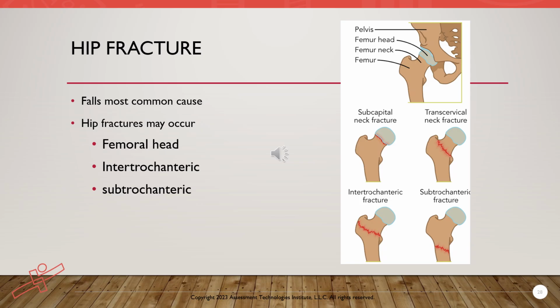DVT prevention using SCDs or compression stockings, hydration, anticoagulants if ordered, and early ambulation, psychosocial support, and education. In the elderly, they have special considerations due to being a higher fall risk, fragility of bones, slower wound healing, increased risk for delirium post-op, higher complication rates, and increased mortality.